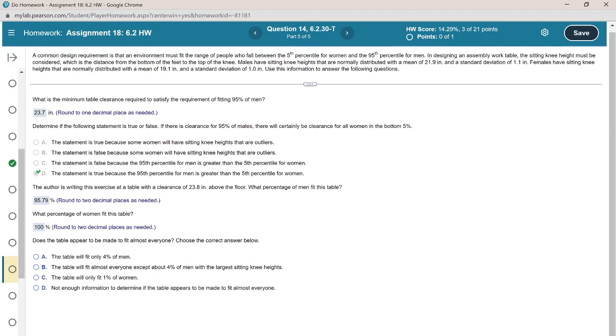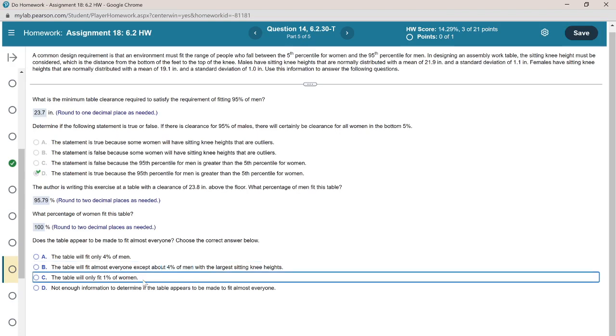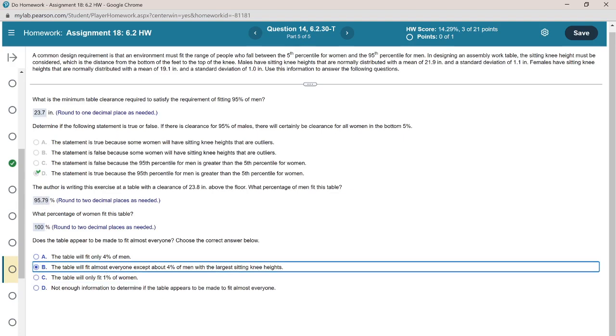Does the table appear to be made to fit almost everyone? The table will fit only 4% of men. No, that's not right. The table will fit almost everyone except 4% of the men. That's not right. The table will only fit 1% of women. No. Not enough information to determine if the table fits. Okay, look here. 95.79% of men are okay with this table, and 100% of women are okay with this table. So the only problem is the almost 4%. So the table will fit almost everyone except 4%. So this is the right choice.